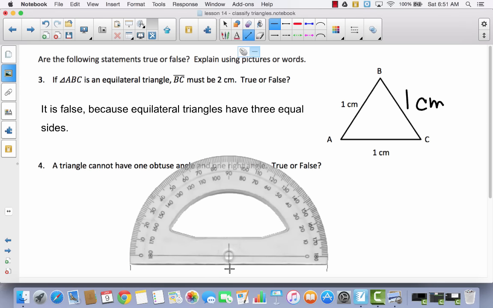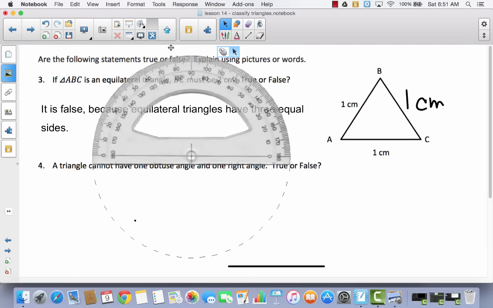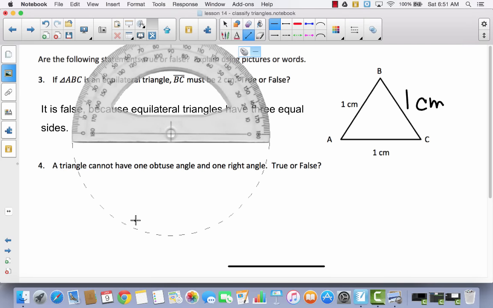Okay, so let's trace the bottom here. And let's make an obtuse angle. So let's make it 160 degrees. Okay, so let's put our mark there. And then let's use a straight edge to connect these two. So now we have an obtuse angle.